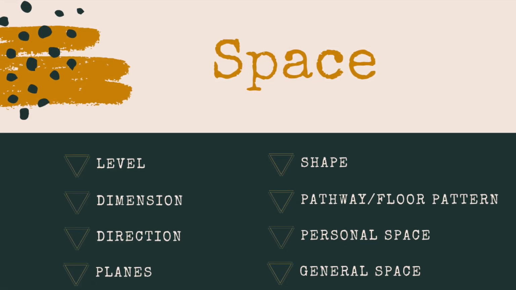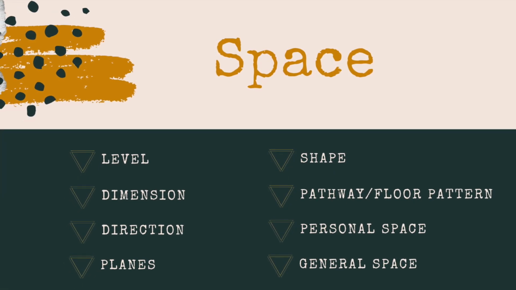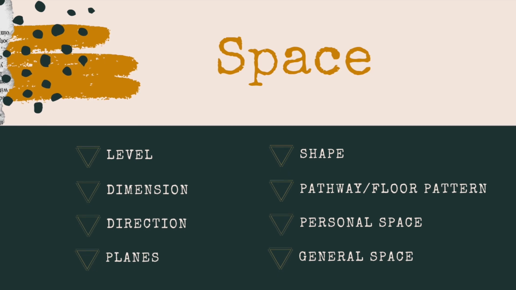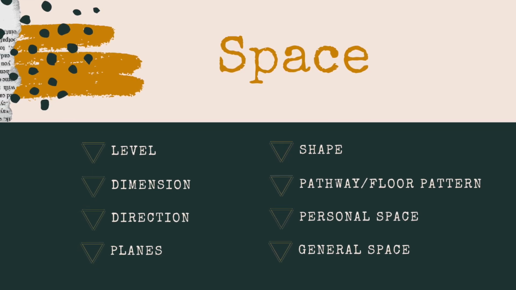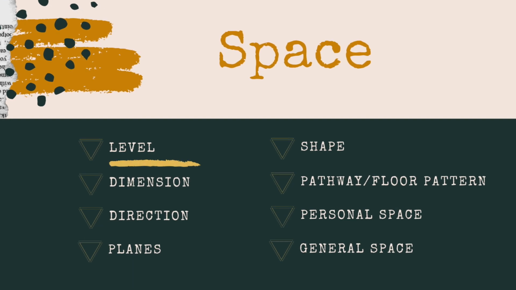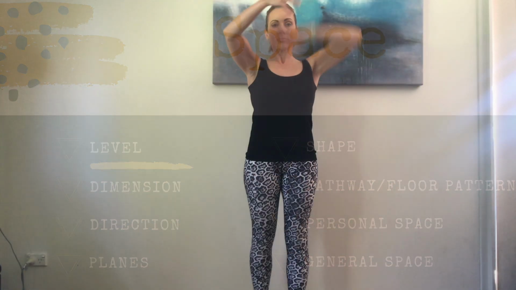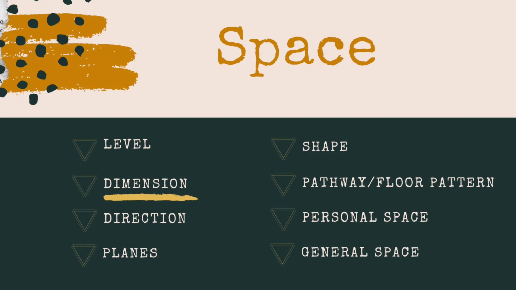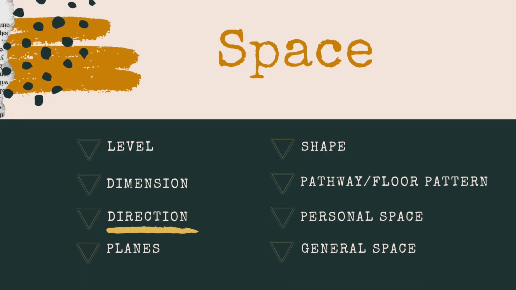Let's look at space to begin with. Space refers to the personal, general and performance space used by the dancing body. Movement of the body makes space visible. Aspects of space include level. Movements can be performed on a high, medium and low level. Dimension. Movements can be small, large, narrow, wide, 2 and 3 dimensional.